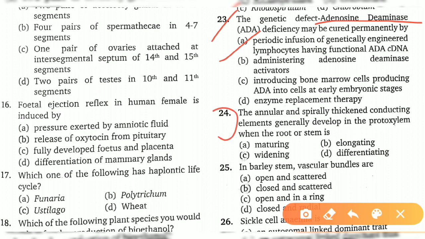Now 24th question. The angular and spirally thickened conducting elements generally develop in the protoxylem when the root or stem is maturing, elongating, widening or differentiating. So when do the angular and spirally thickened conducting elements develop in a root or stem? They develop when the stem or root is elongating.